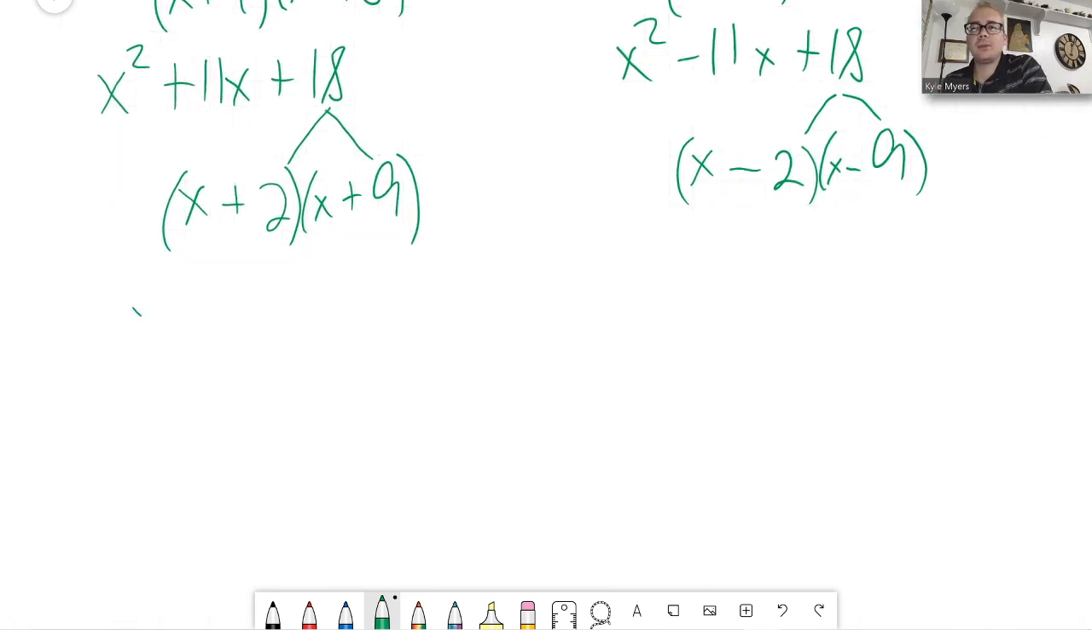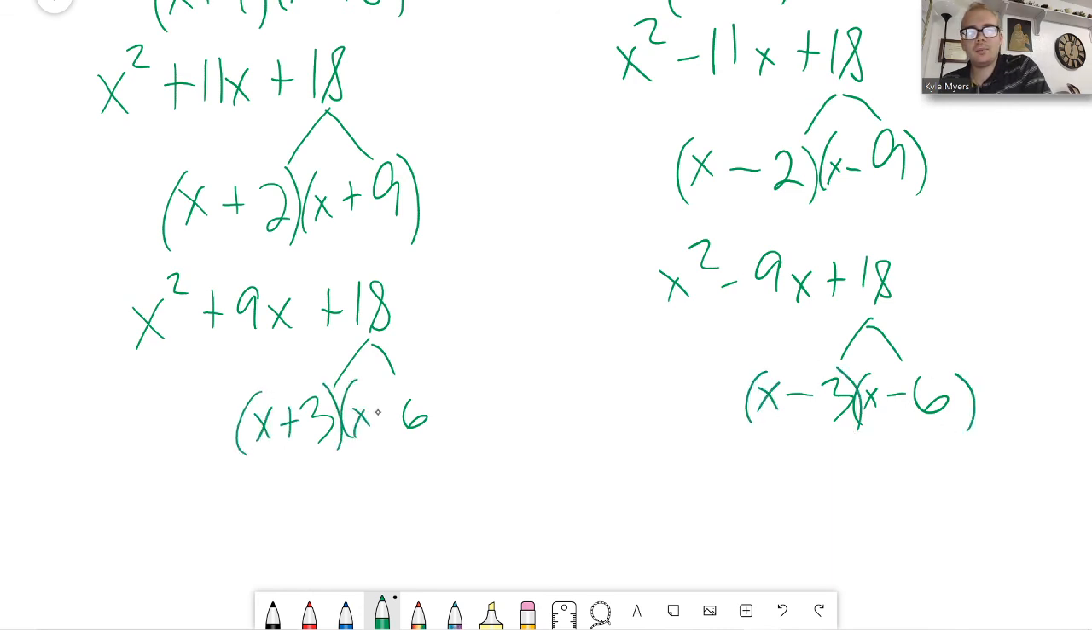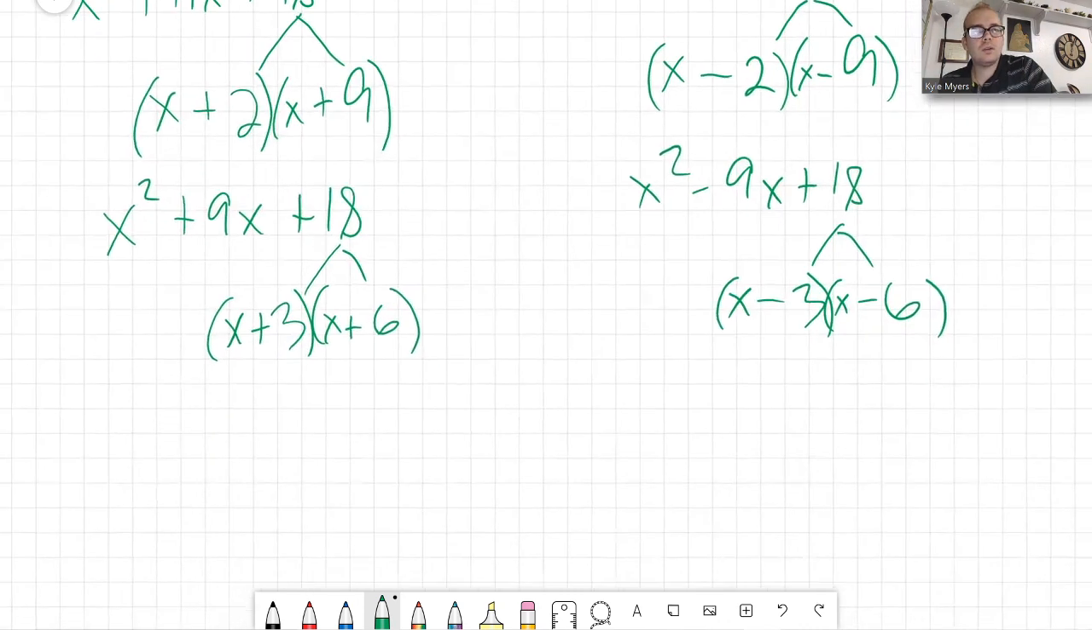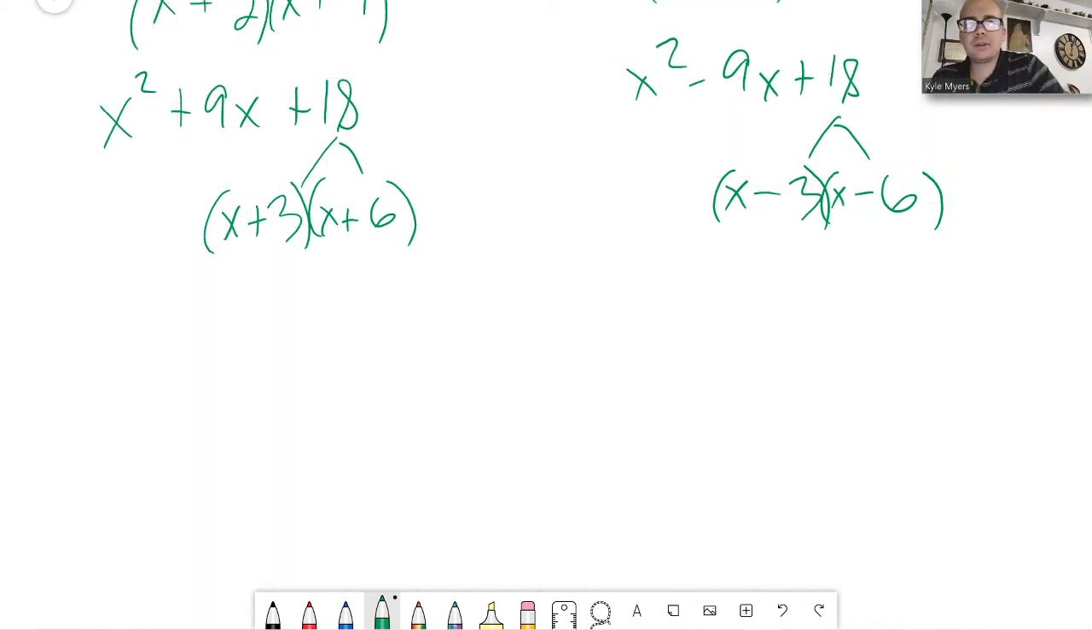18 also divides by 3. So that would be x squared plus 9x plus 18, x squared minus 9x plus 18. That is 3 and 6. 3 and 6, minus minus. Here we'd have plus and plus. And that's it for the 18s, because 18 does not divide by 4 or 5. So now we just have 19 and 20 left over.